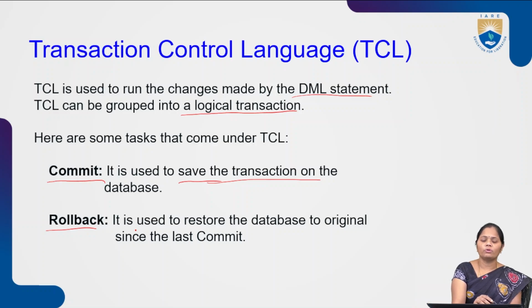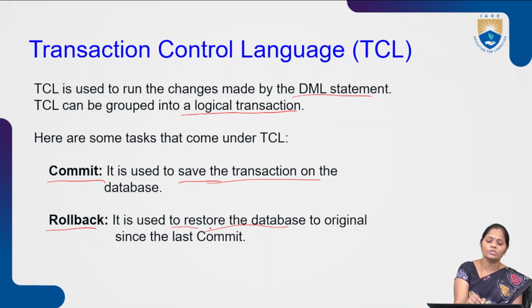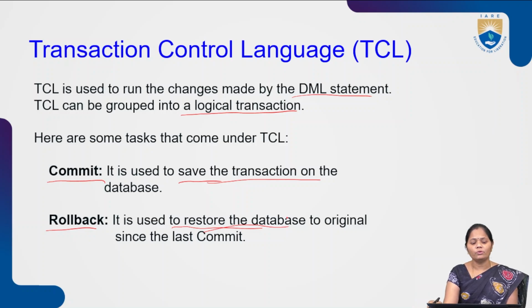Next one is rollback. It is used to restore the database to the original state since the last commit. So commit is for saving your modifications, and rollback is to bring the database into the previous state before that operation. It restores the database to the original. So these are the basic commands that are used under the transaction control language, TCL.